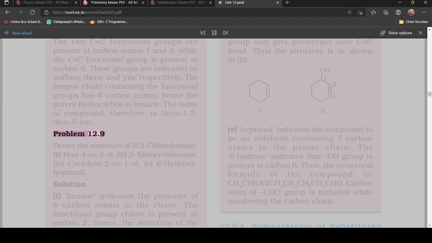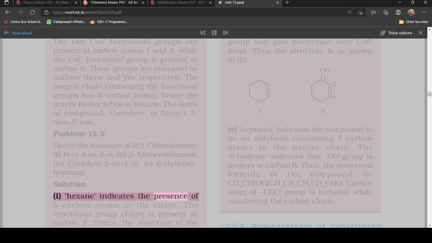Problem 12.9. Derive the structure of: 1. 2-chlorohexane, 2. pent-4-en-2-ol, 3. 3-nitrocyclohexene, 4. cyclohex-2-en-1-ol, 5. 6-hydroxyheptanal. Solution.